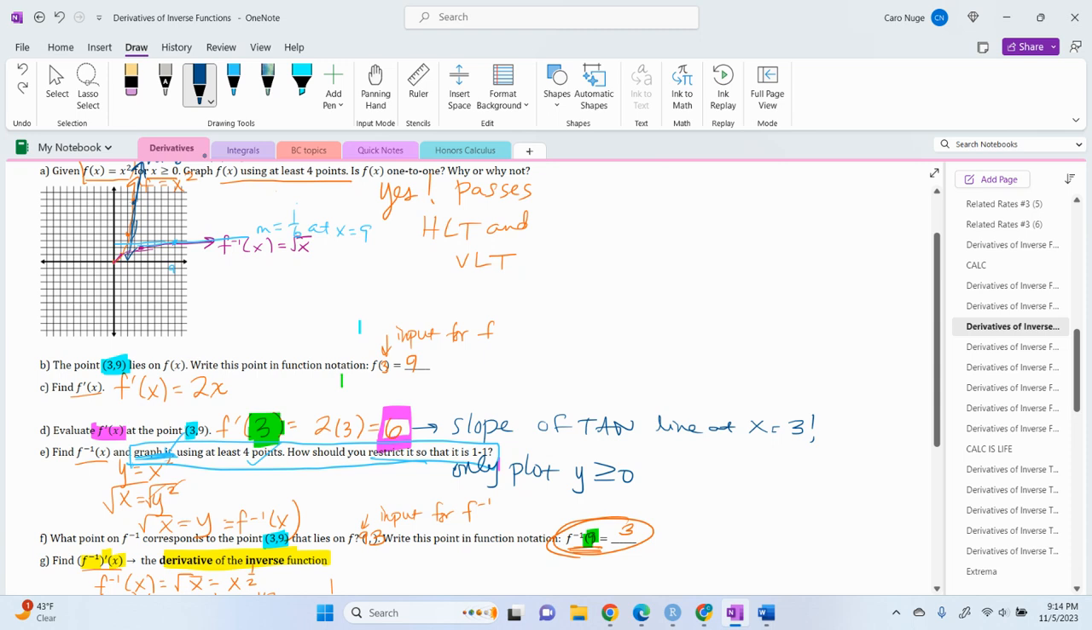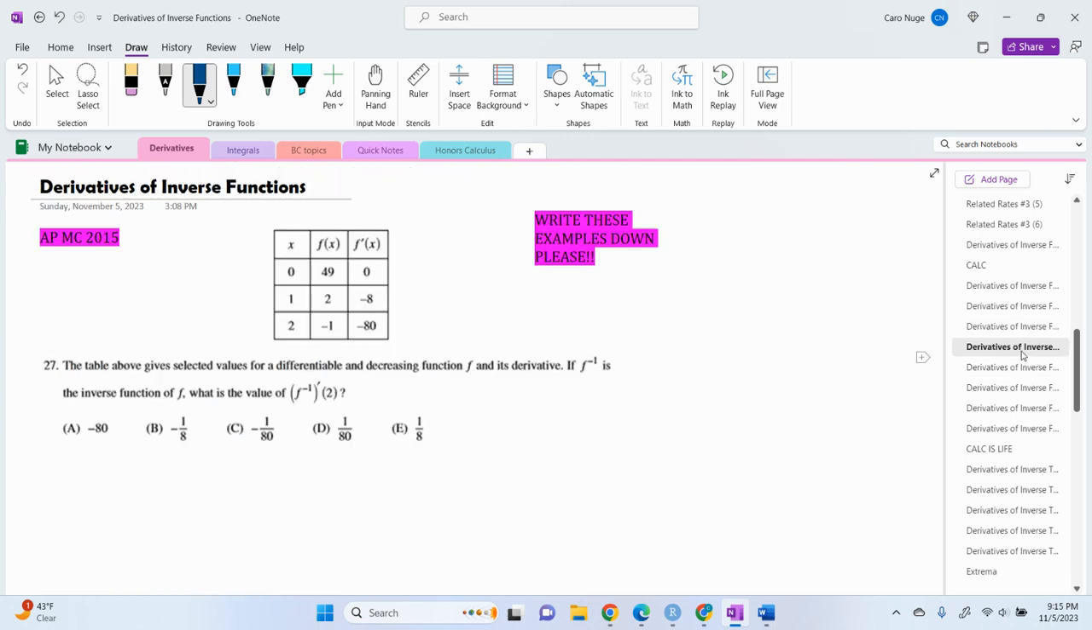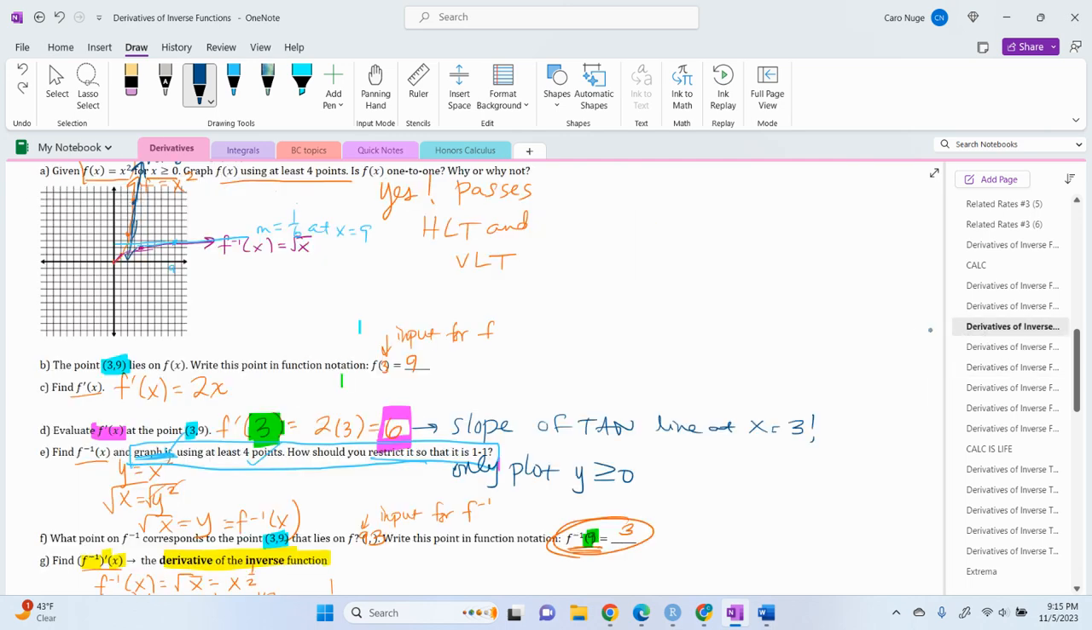The main relationship is the derivative of a function and the derivative of the inverse function are reciprocals at the other part of the ordered pair. So if one is steep, one will be shallow. Now let's talk about how this is even going to be asked on the exam. I'm going to say this again.